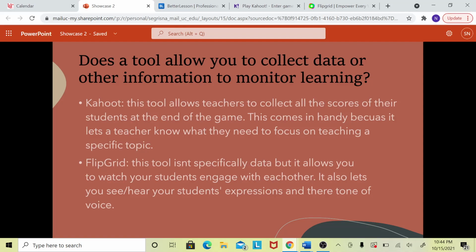And with Flipgrid, this tool isn't specifically data, but it allows you to watch your students engage with each other. It also lets you see or hear your students' expressions and their tones of voice. And being able to see their tones and their expressions is good, because if they come into class and give their poem in front of the whole class and it's way different than online, you could give them lenient ways because you know that they could do better.